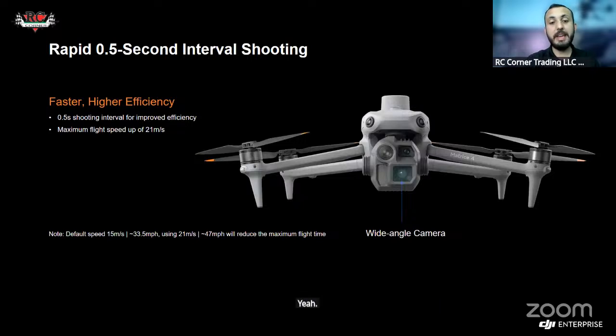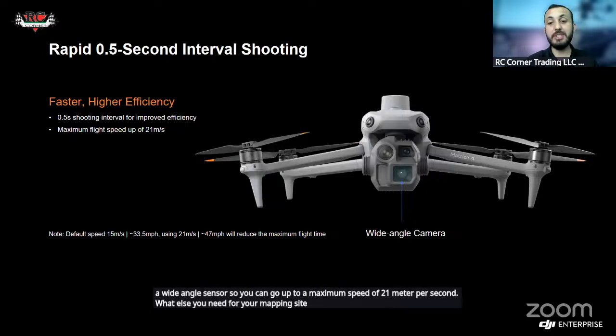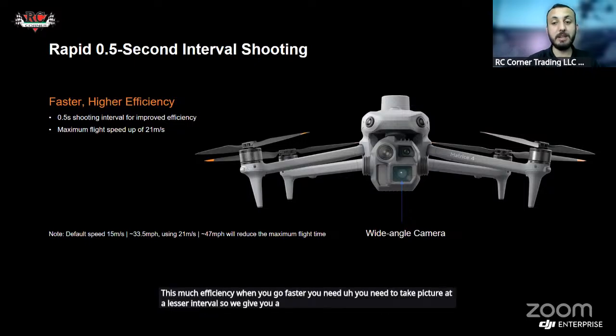And also you can have 0.5 second interval shooting with a wide angle sensor, so you can go up to a maximum speed of 21 meters per second. So what else do you need for your mapping site? For this efficiency, when you go faster, you need to take pictures at a shorter interval. So we give you 0.5 second interval shooting, which will enhance your efficiency at your industry site.